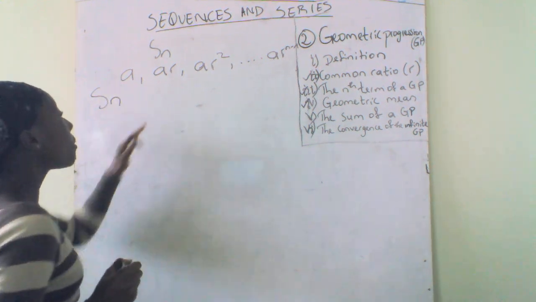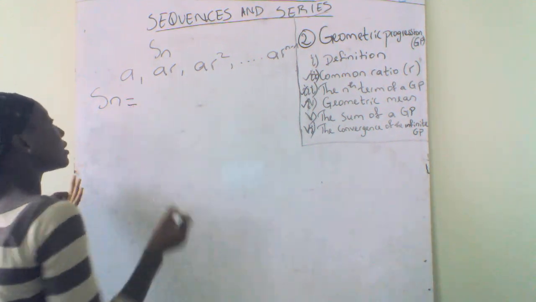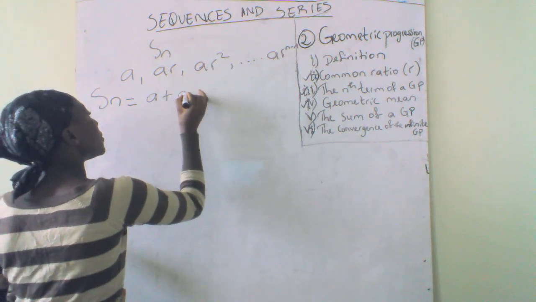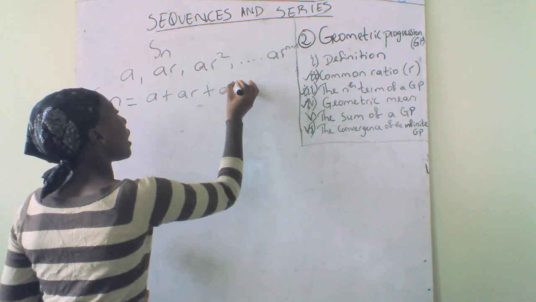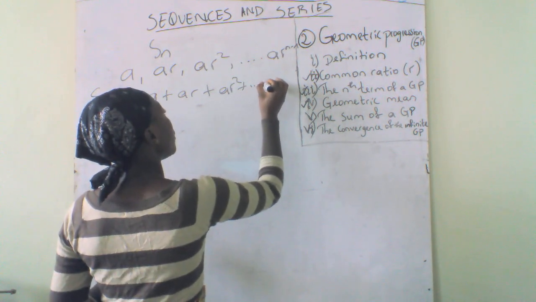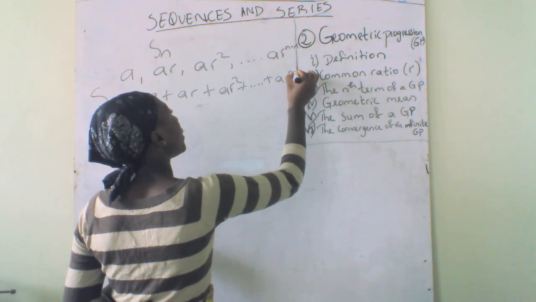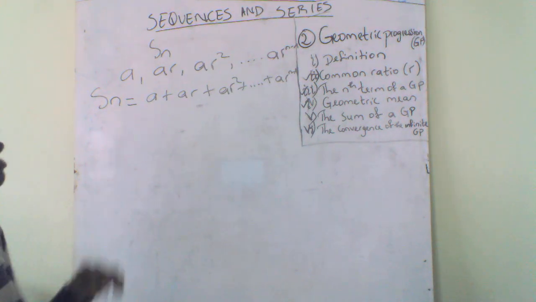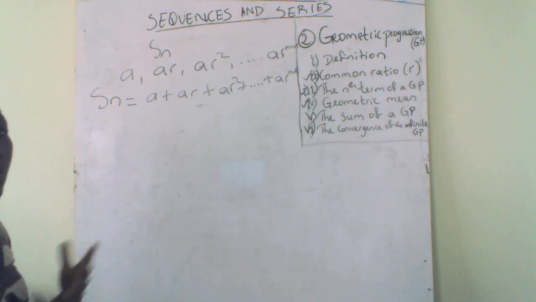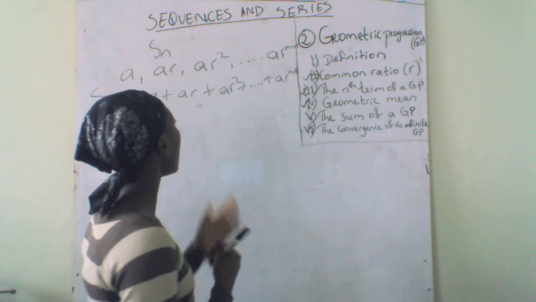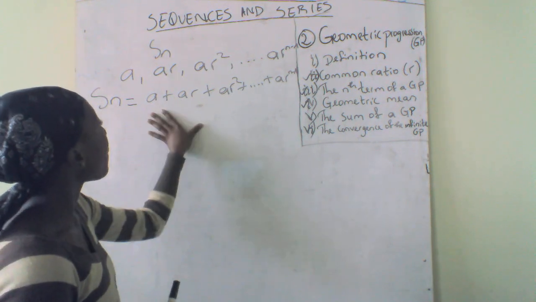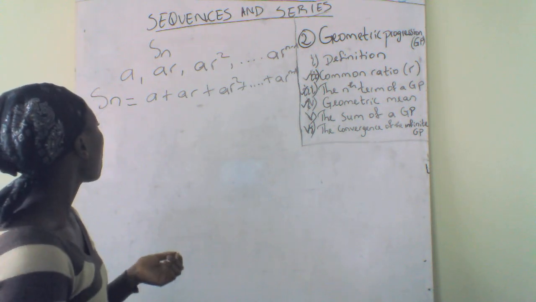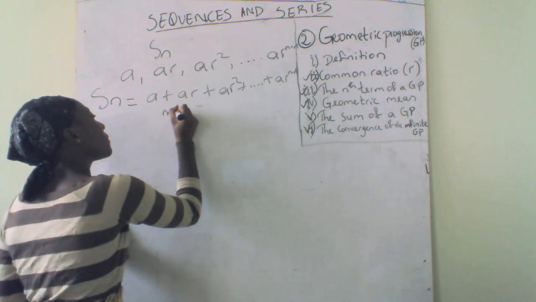Therefore, the sum of this GP, or the series of this GP, will be a plus ar plus ar squared plus dot dot dot plus ar^(n-1). So this will be the sum of our GP. Now we are looking for a formula. I'm trying to establish a formula so that I will not have to add the terms continuously, since it can even be infinite.